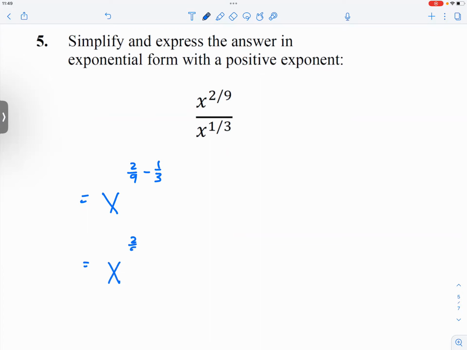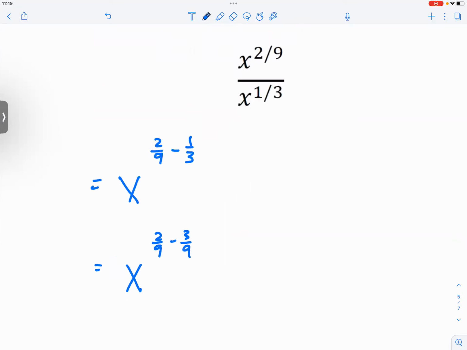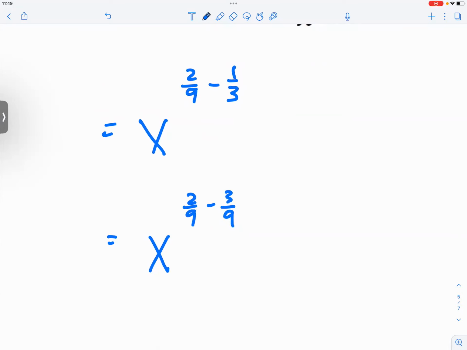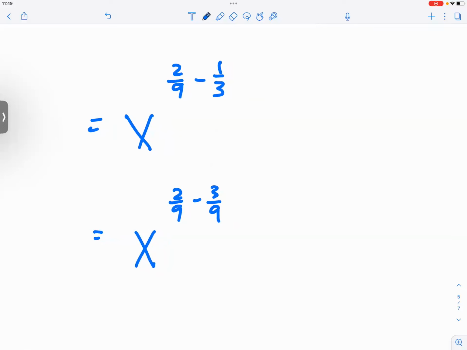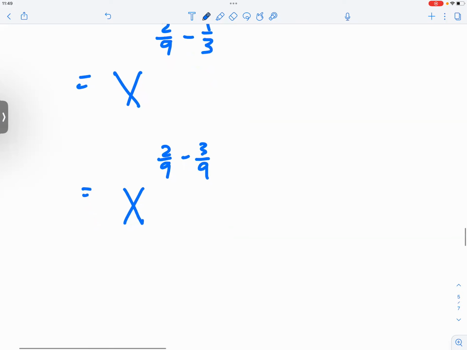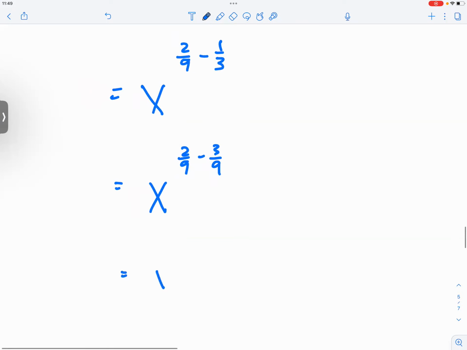And then we see an obstacle right here. That is, we have a subtraction of fractions, and yet they do not have a common denominator. So we make a common denominator to become 9. Okay, and then we subtract them. You have x to the negative 1 over 9 power. Okay. Now, the question says you have to have a positive exponent.